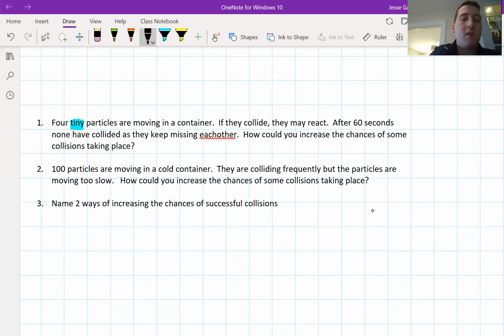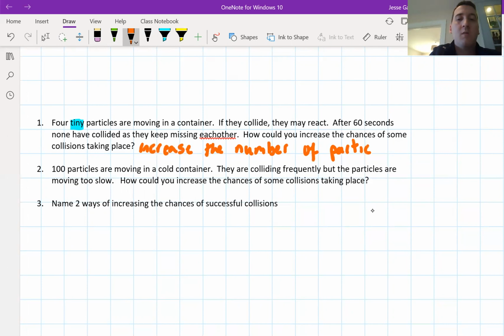So the big thing I was getting at here is that you want to increase the number of particles. So add more particles. If you said that, well done. Increase the number of particles. You might also have said, add energy, give them more energy. Then they're going to move faster. And again, there's more chance that eventually they're going to find each other if they're moving faster.